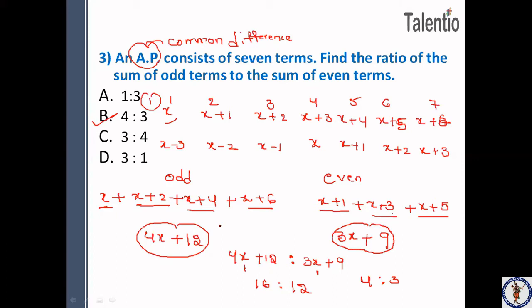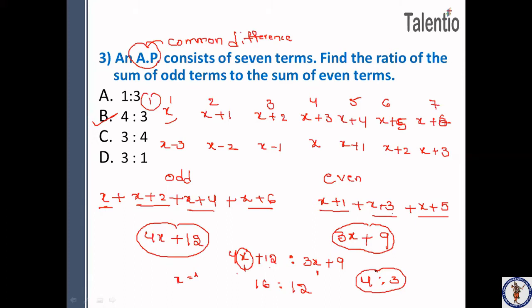Now they're asking for the ratio between these two. Ratio between these two means 4x plus 12 is to 3x plus 9. Now if you want to find the ratio, here x is some value which I don't know, so the x value can be anything. So I'm considering the x value is equal to 1. So here you will get 16 and 12. 16 is to 12 means 4 is to 3. 4 is to 3. Clear?